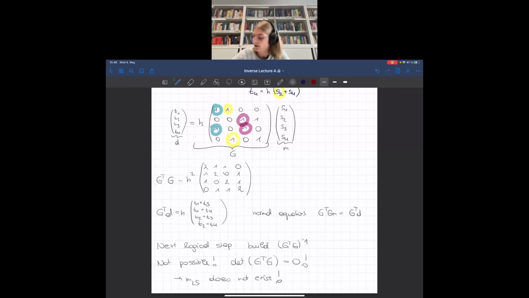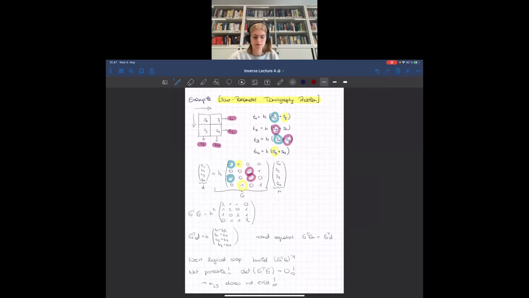So we found a rather simple looking problem for which we do not have a solution. But you will see in half an hour that we find a way of still solving this inverse problem, although the determinant is 0, and therefore we cannot apply least squares.